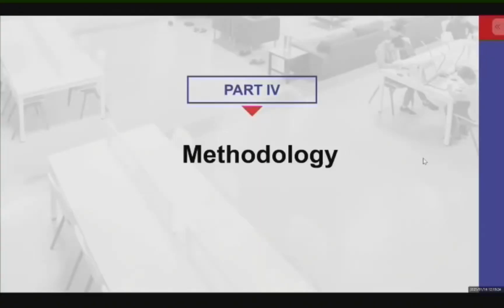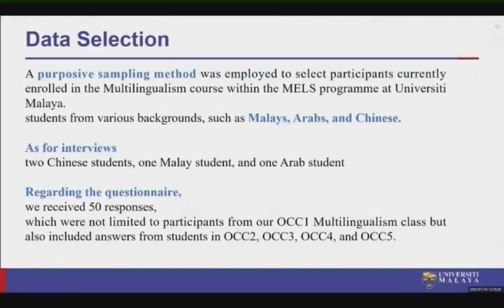Then, let's move on to the methodology part. In terms of data selection, a purposive sampling method was employed to select participants currently enrolled in the multilingualism course within the program at University Malaya, and we chose students from various backgrounds, such as Malays, Arabs, and Chinese.